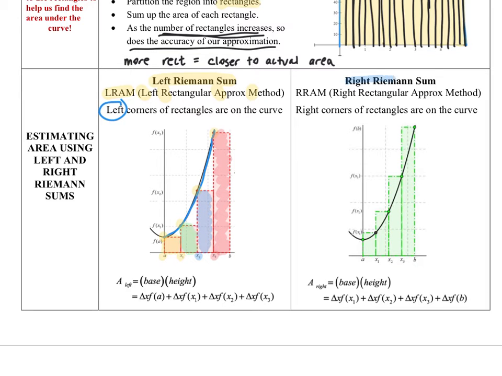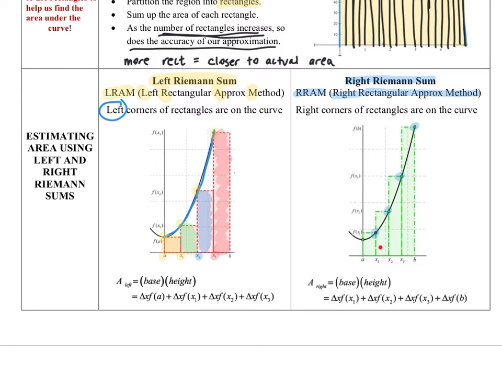A right Riemann sum is everything a left Riemann sum is, but on the right side, called RRAM for right rectangular approximation method. And what you'll see is that the right corners of each of these individual rectangles is sitting on the graph of f of x. So when you go to find what the height of the rectangle is to find its area, for this first one, you'd be plugging in that x value that's on the right side to obtain the y value, and it's the y value that tells you what the height of the rectangle is.